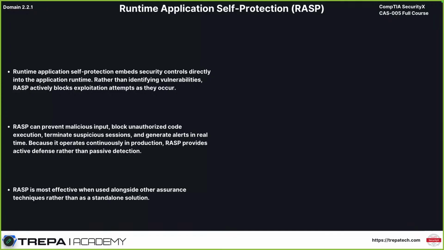Okay, runtime application self-protection, or RASP. Runtime application self-protection embeds security controls directly into the application runtime. Rather than identifying vulnerabilities, RASP actively blocks exploitation attempts as they occur.